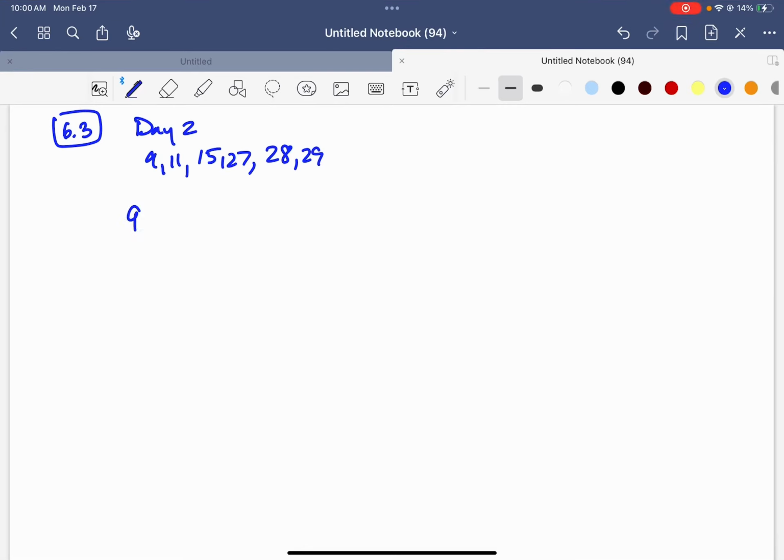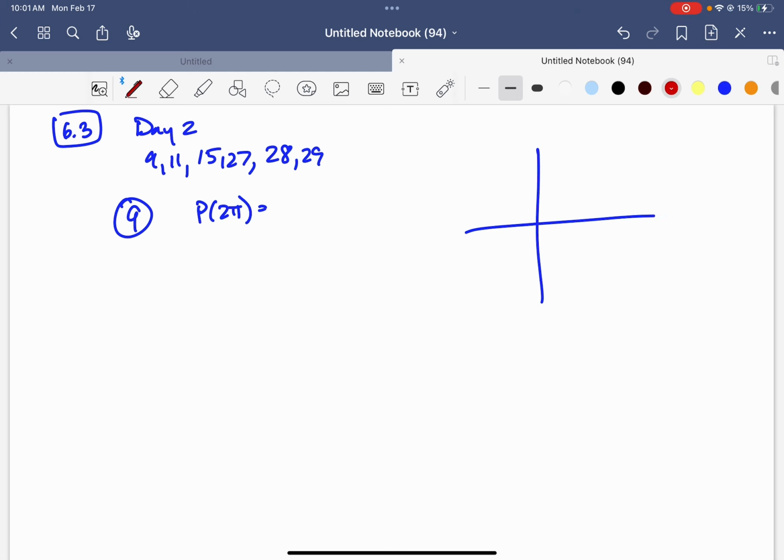Okay, so number 9, if I look at number 9, it says let the point P be on the unit circle. And it says that the point P is at the point 2 pi. Find the coordinates of P, the exact values of the trigonometric functions of T. Okay, so it wants to know P of 2 pi.